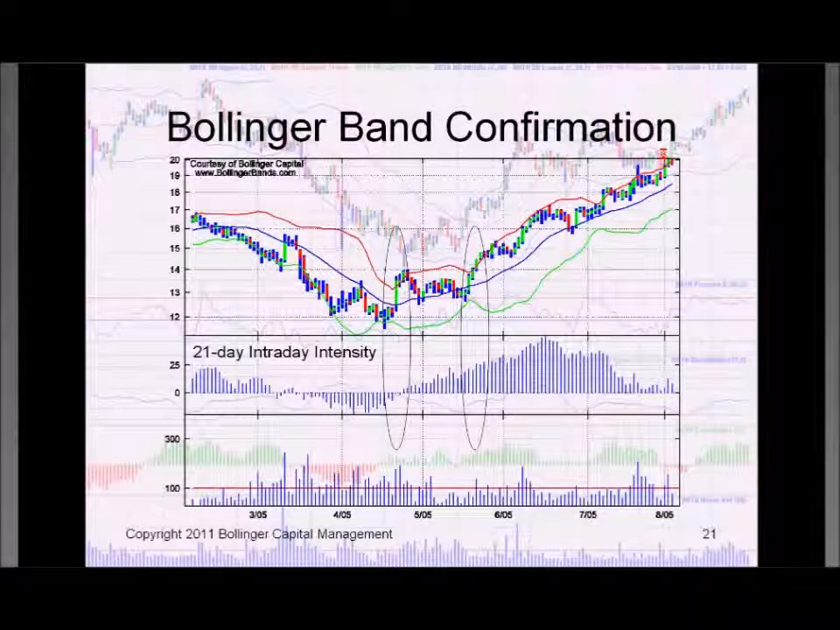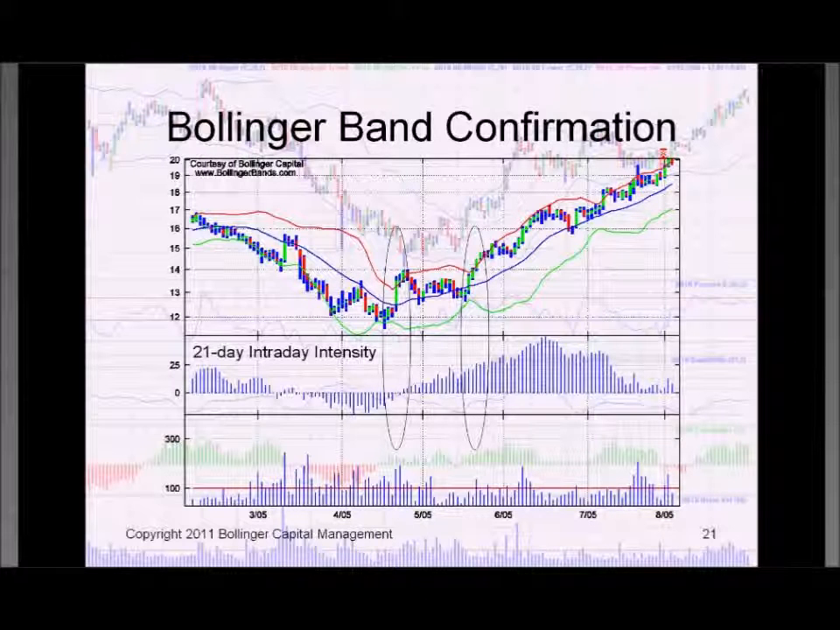So taking a look here, we see I've circled two areas on the chart. The first one is a tag of the upper band. You can see that big green candlestick sticking up there that breaks the upper band. And if you look down directly beneath it, you'll see intraday intensity is a negative value when that tag of the upper band occurs. By the way, a tag of the upper band is simply when any part of the bar touches the upper band, and the tag of the lower band is when any part of the price range is equal to the lower band.